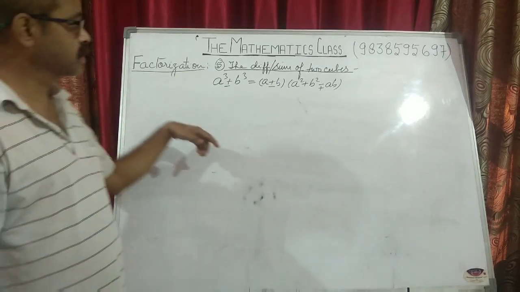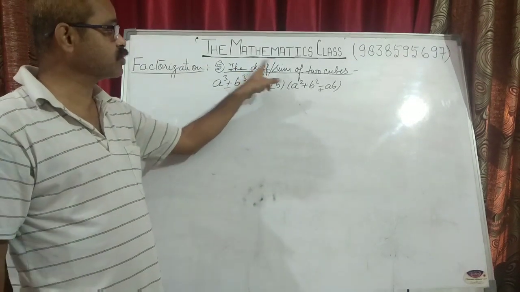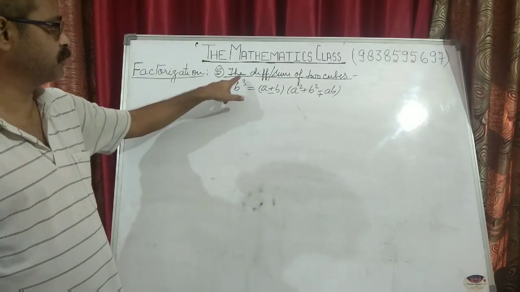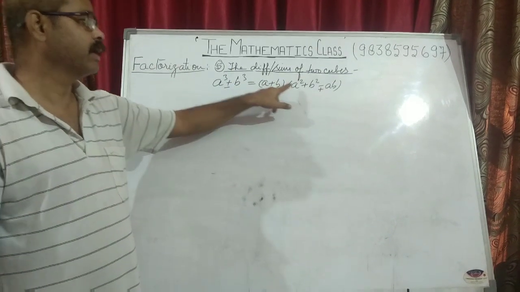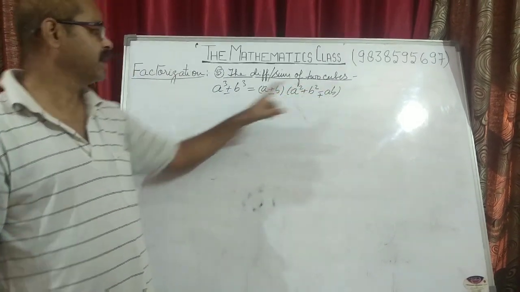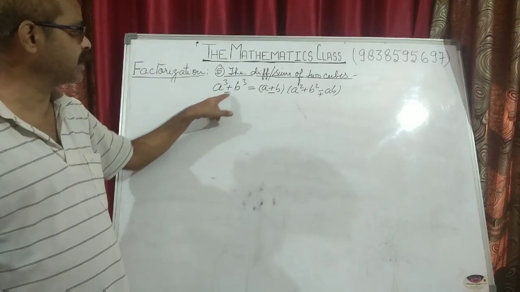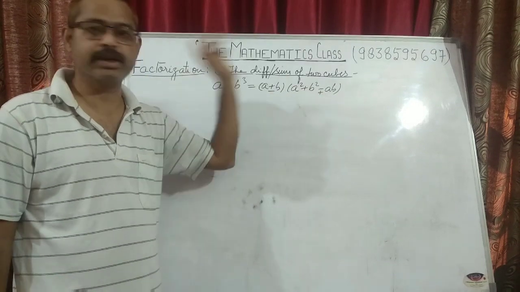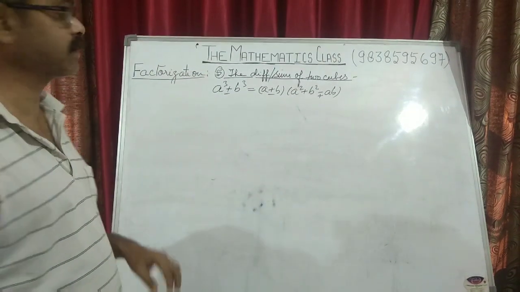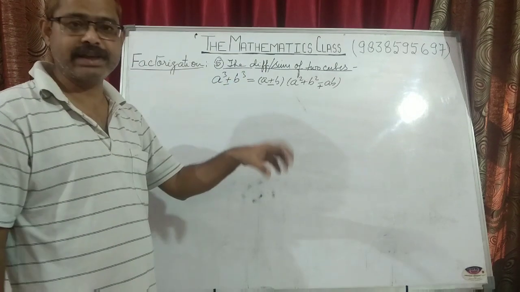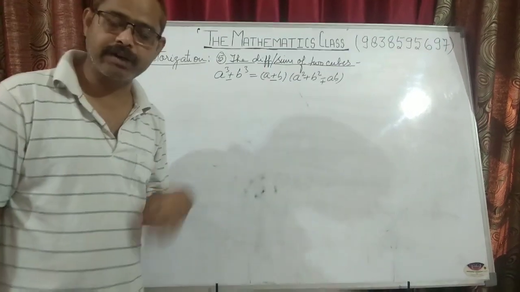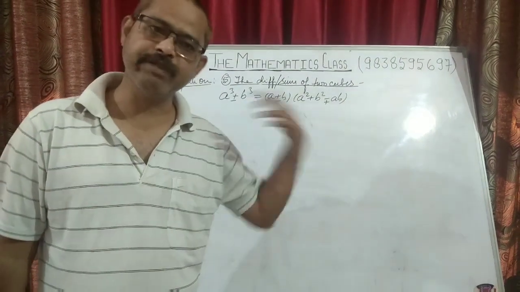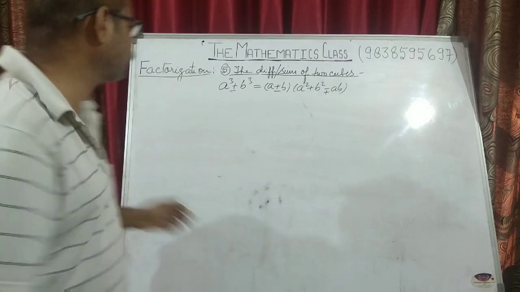Now the next is using the difference or the sum of two cubes. What is this? A cube plus b cube is a plus b, a square plus b square minus ab. If it would have been a cube minus b cube, it would have been a minus b, a square plus b square plus ab. So these are the two formulas that we are going to use and factorize the given cubes. Either we will convert them into the form of cubes, or if they are given in the form of cubes, we will simply factorize them. So first we will take a simple question.